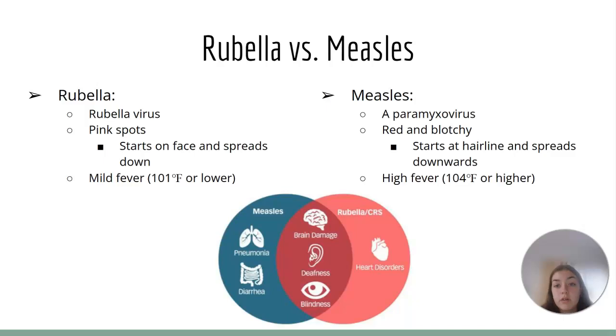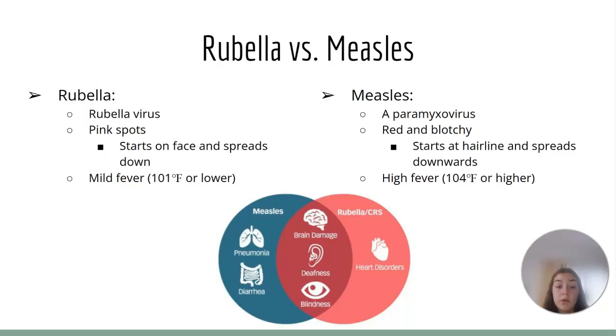While in measles, however, it is caused by a paramyxovirus. It can be seen to have red and blotchy patches on the skin instead of those pink spots. And we can see that it starts at the hairline and it spreads downwards, and it consists of a higher fever of 104 degrees Fahrenheit or higher, which is why it can be more severe to a person's health, because this temperature can cause denaturation of proteins and can cause someone to die.